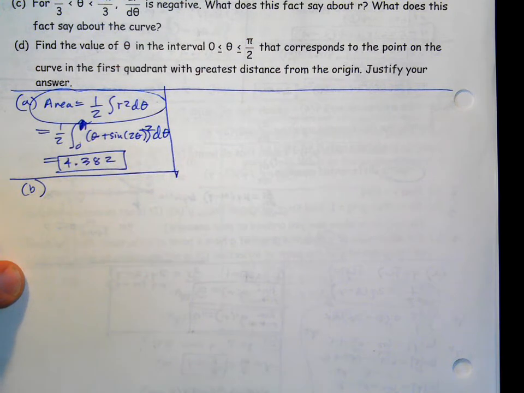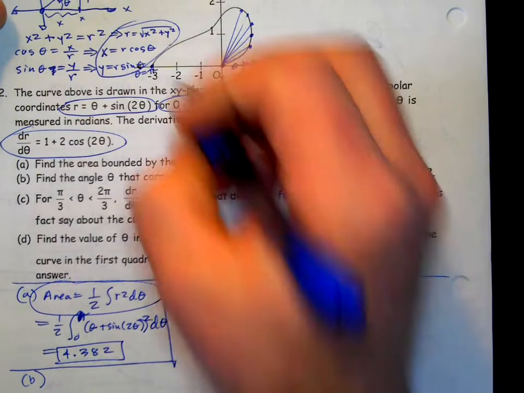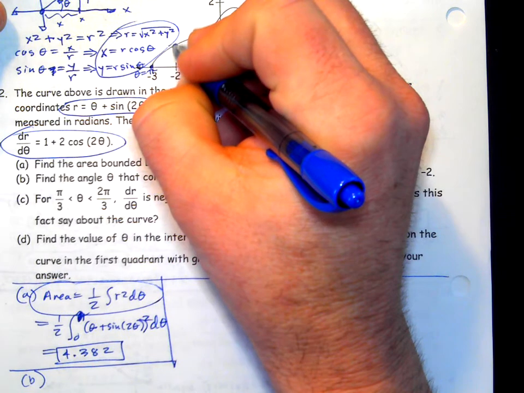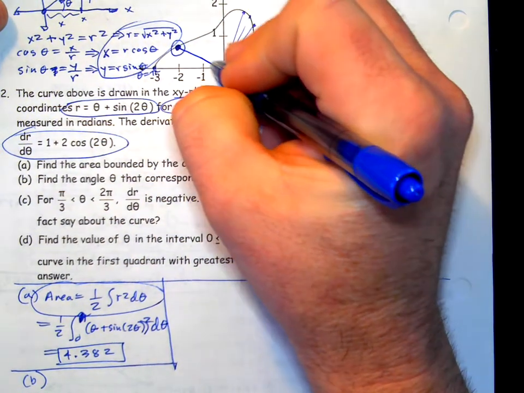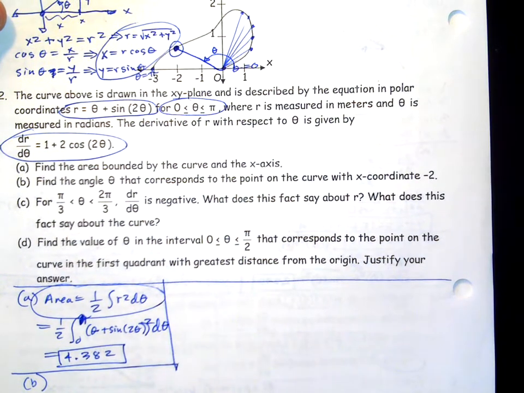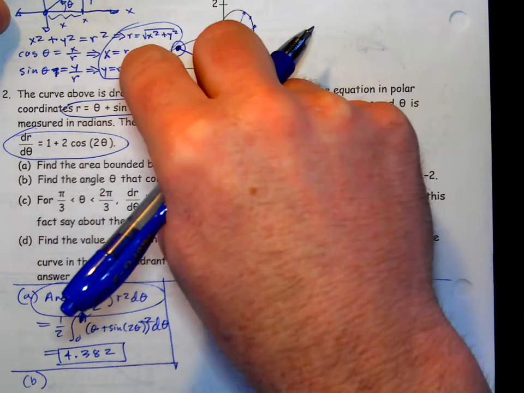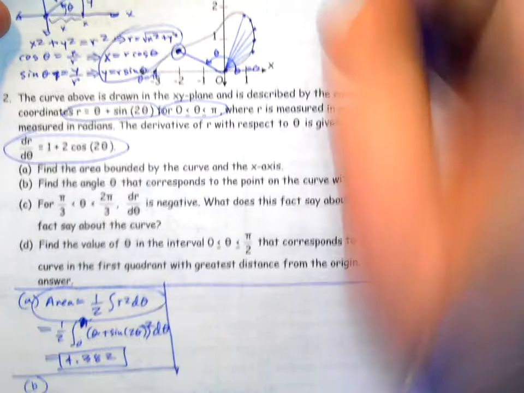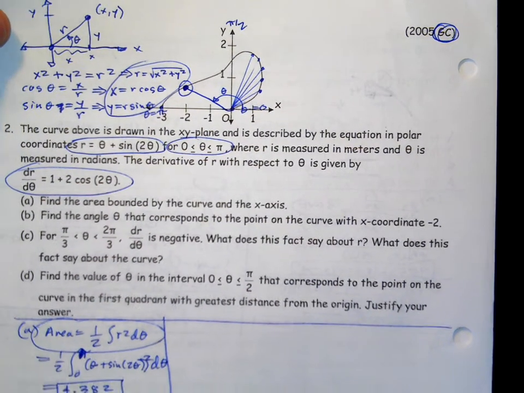B says, find the angle that corresponds to the point on the curve with the x-coordinate -2. Now look at the picture. Where the x-coordinate equals -2 would be right here. We're trying to find that point. We're actually trying to find the angle that gives you that point. You should expect to get an angle in the second quadrant between pi over 2 and pi. This is pi over 2. If you don't get an answer between pi over 2 and pi, you probably did something wrong.